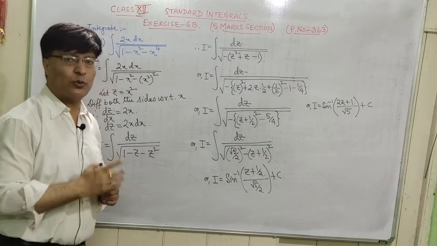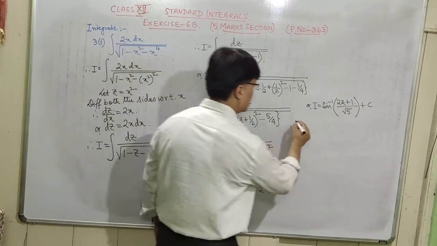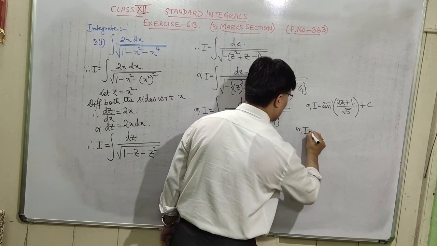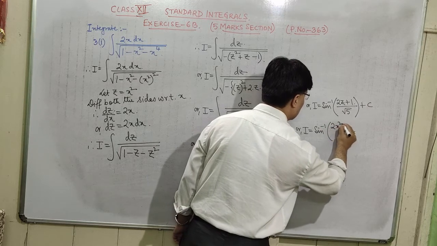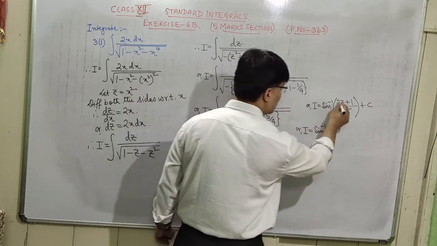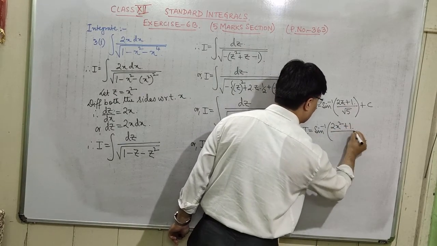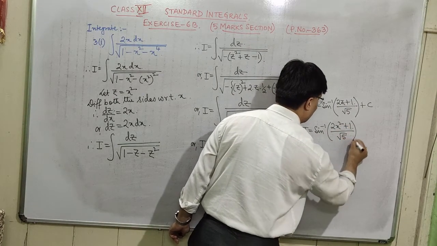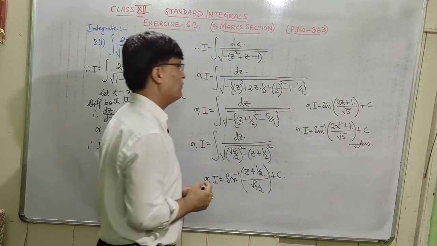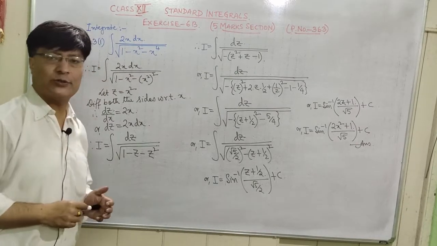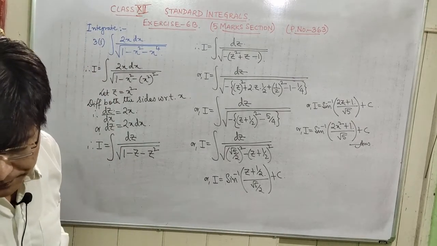Is that clear? So what is the value for z in this case? The value for z in this case is x square. So now I is equal to sine inverse within bracket 2z, here z is equal to x square. So we put the value for z, that is x square plus 1 divided by root 5 bracket closed plus c. So this is the final answer. So I think you have understood it. So you can copy it. Now we'll do the next question.